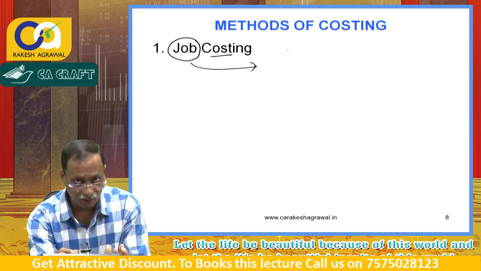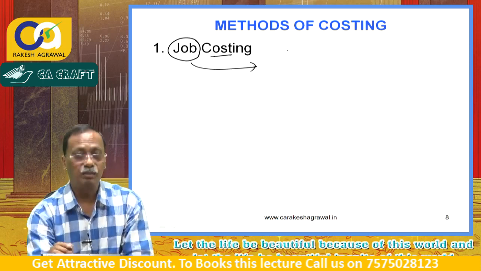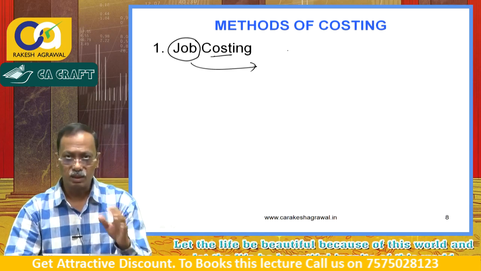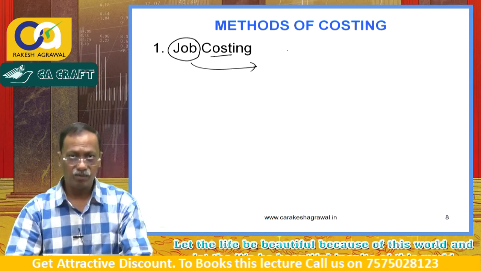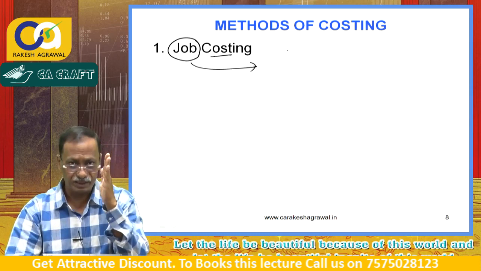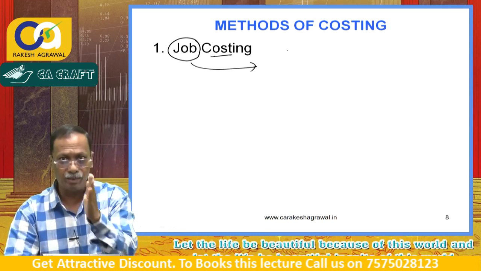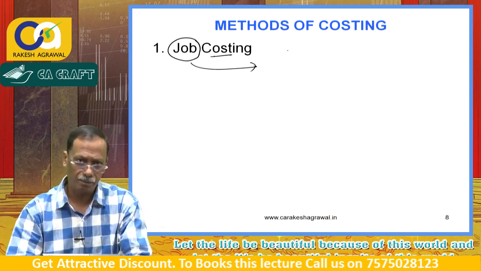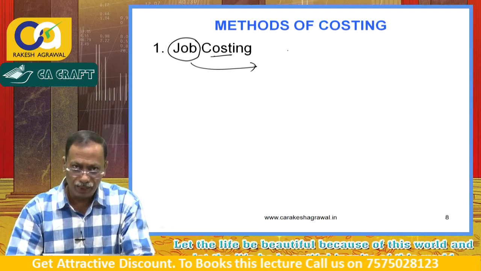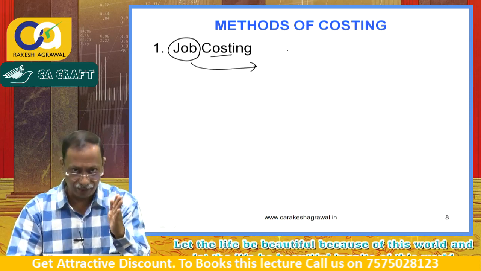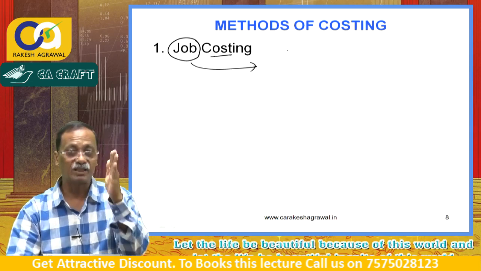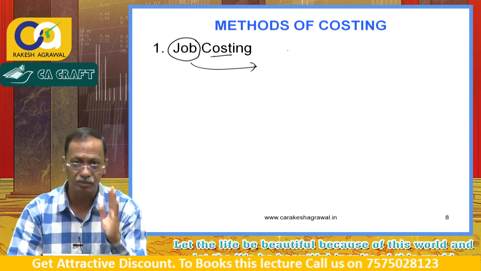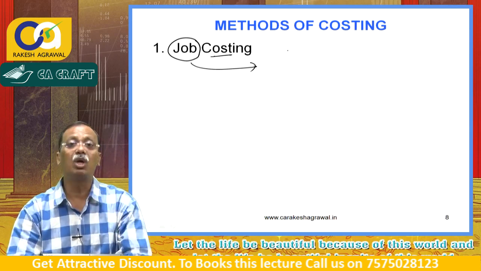Means job is the work which you have received from the customer and you have to manufacture and deliver the goods as per the order of a customer. Simply speaking, any industry where goods are produced as per the specific needs and requirement of customer, such industry is known as jobbing industry. I repeat once again. Jobbing industry is one where goods are manufactured or services are provided as per the specific need and requirement of customer. So customer gives you an order which is called job order.